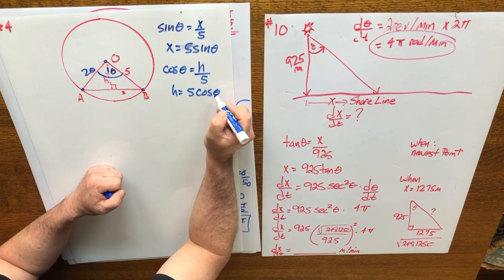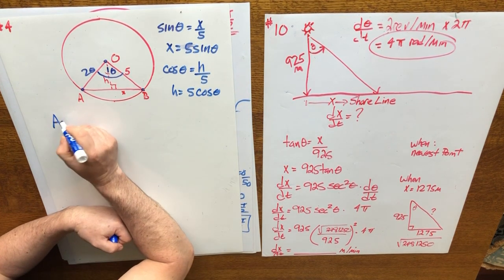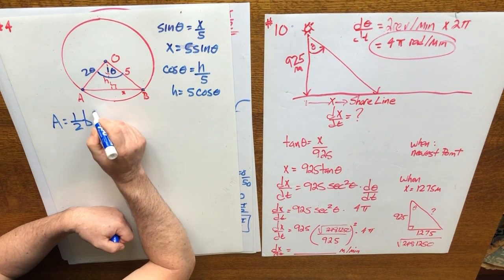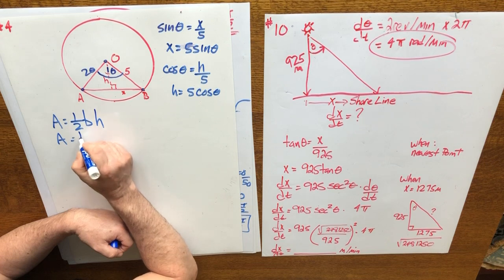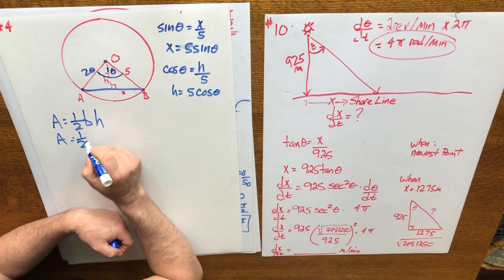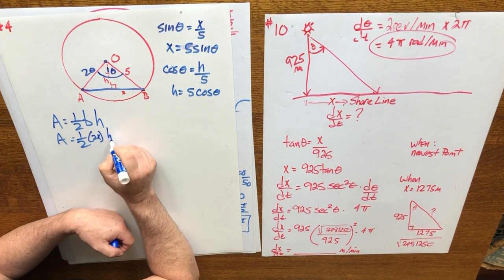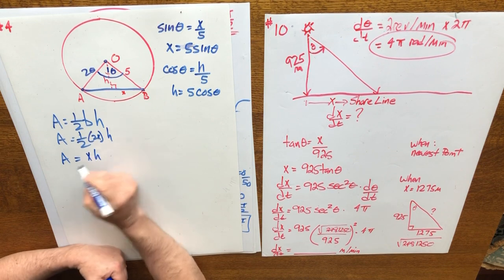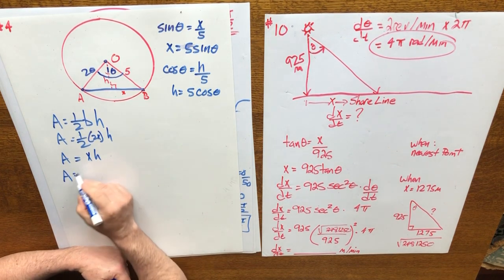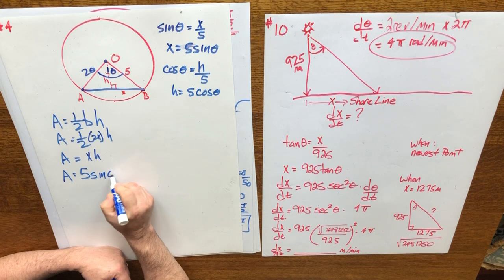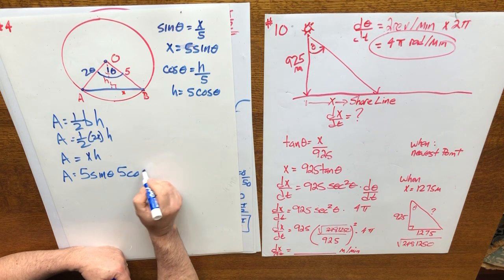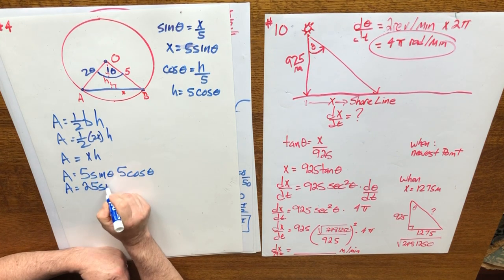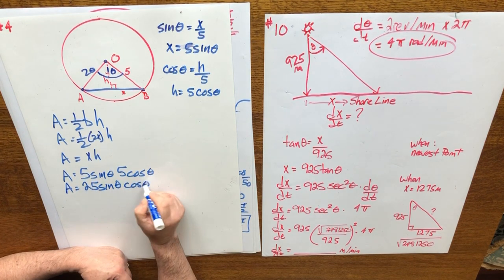When we're finding the area of the triangle, we will say the area of the triangle is 1/2 the base times the height. Well, in this case, the base is 2x. So as we substitute that in, 1/2 times 2 is just x times h. So area is equal to x, 5 sine theta, times h, 5 cos theta. So area is equal to 25 sine theta cos theta.